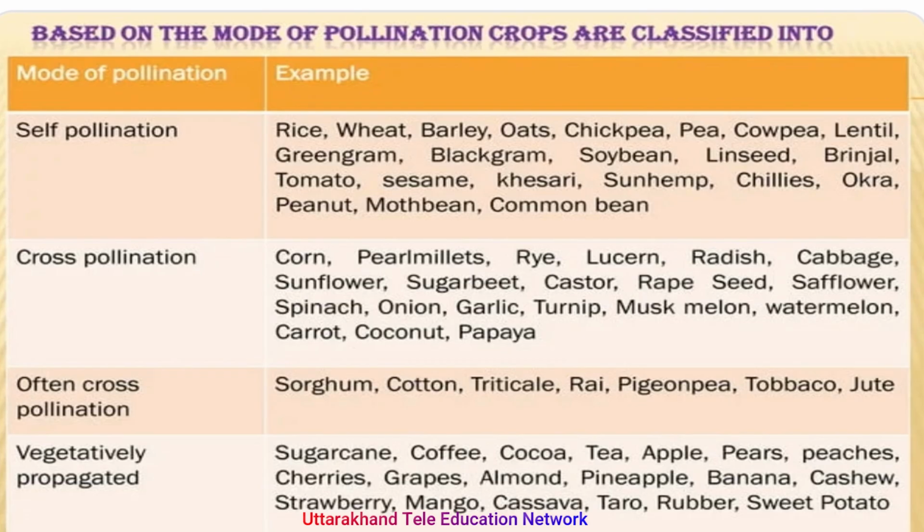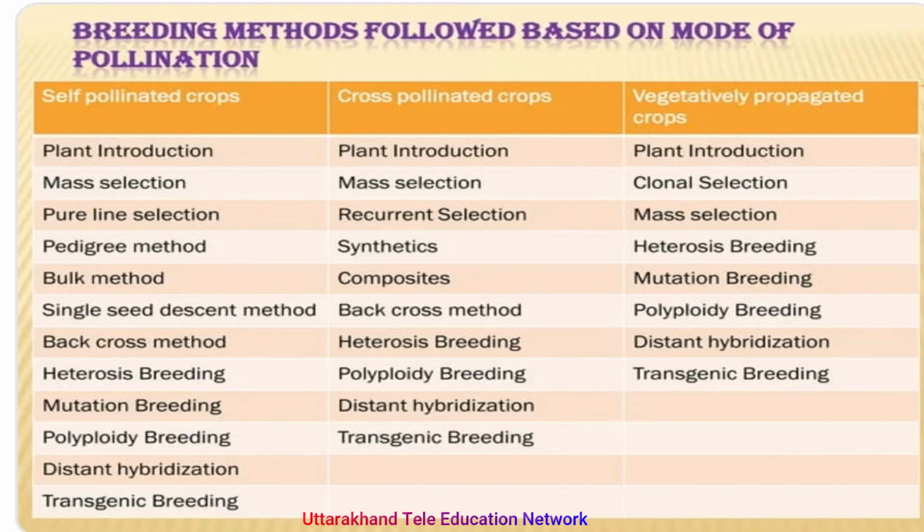And some crops are vegetatively propagated, such as sugarcane, coffee, cocoa, tea, apple, pears, peaches, cherries, grapes, almond, pineapple, banana, cashew, strawberry, mango, rubber, sweet potato, etc. Breeding methods followed based on the mode of pollination.